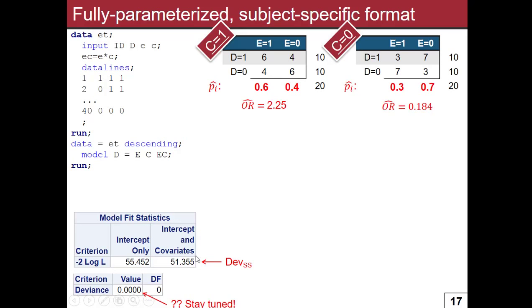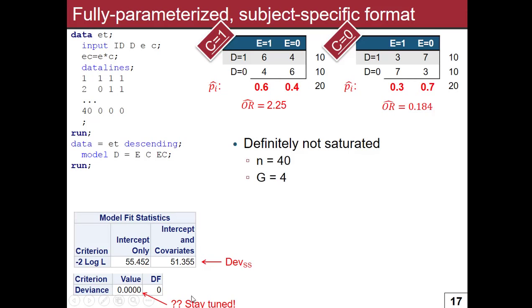Then SAS, if you can spit out this table, and it says deviance 0, 0, 0, 0, it's not very useful, okay? What is this about? Give me a moment, we'll talk about it.